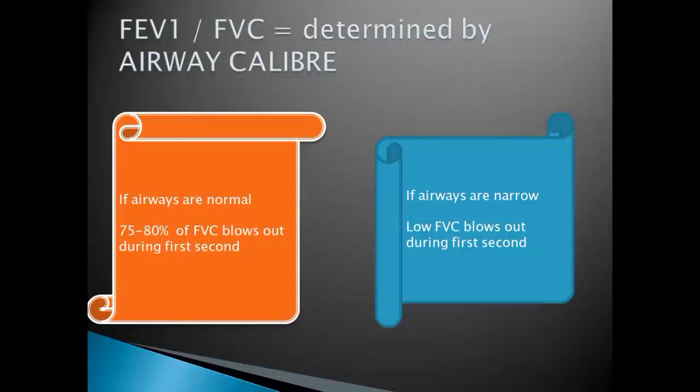If airways are normal, then, as we already discussed, 75 to 80% of the forced vital capacity will blow out during the first second. But just imagine if the airway were narrow: could a similar amount of air be blown out during the first second? No, because when we expire, our airways already get narrowed, and the surface area of the airways gets reduced. So there will be a low forced vital capacity blowing out during the first second.